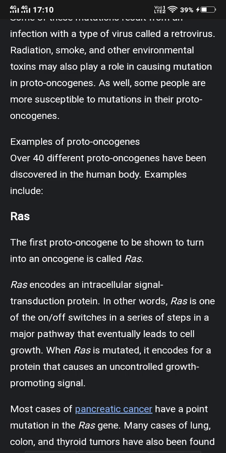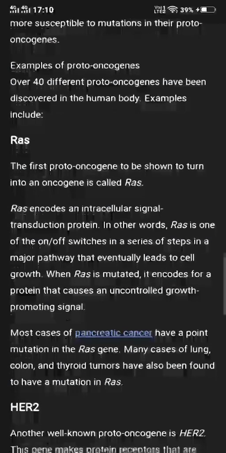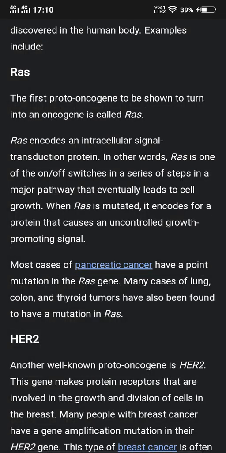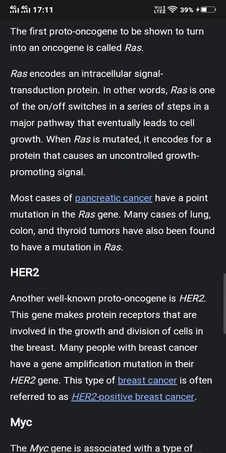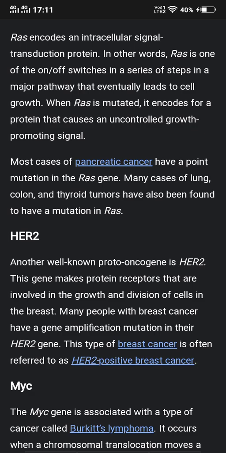Signal transduction proteins are used in protein synthesis. When RAS is mutated, it encodes a protein that causes an uncontrolled growth-promoting signal. Most cases of pancreatic cancer have a point mutation in the RAS gene. Many cases of lung, colon and thyroid tumors have also been found to have a mutation in RAS.